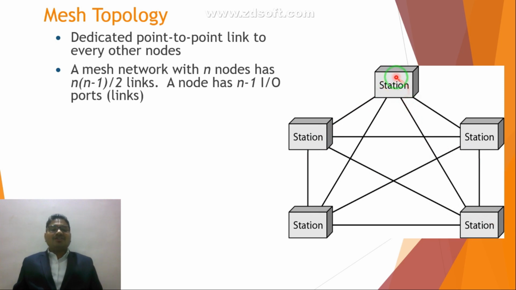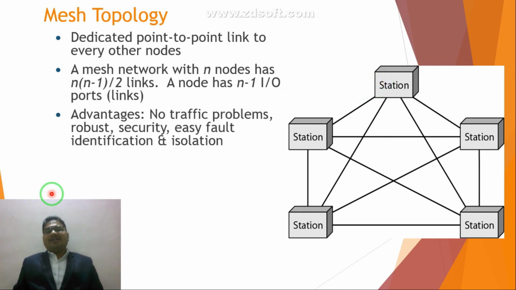And each station should have n minus 1 IO ports because it has to connect to n minus 1 nodes. So definitely this station should have 4 ports because n here is equal to 5. So 5 minus 1, that is 4 IO ports we require. Advantages: no traffic problems because the traffic is carried by this dedicated link. No other station is going to utilize this link. So robustness is there, security is there, and easy fault finding and isolation is there. If any station gets faulty, you can easily determine that.